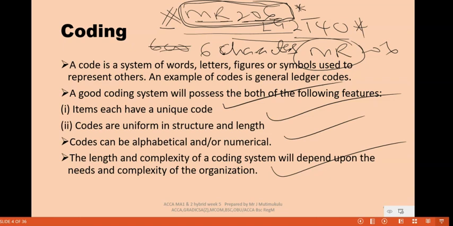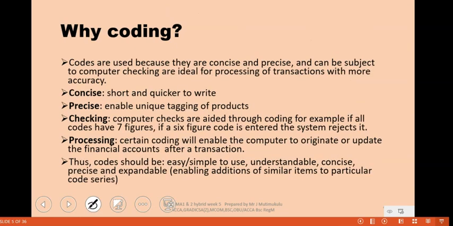It's fine. All right. But when we start to grow and become bigger and bigger by the day, then you will see that the use of these codes becomes apparent. Okay. Now, why do we need codes? Codes are used because they are concise and precise and can be subject to computer checking, which is important for transaction processing. All right, so what do we mean by concise? We are simply saying that codes are shorter and quicker to write.